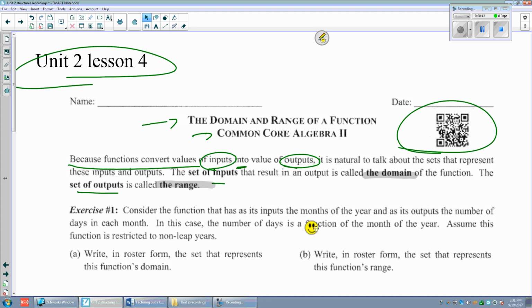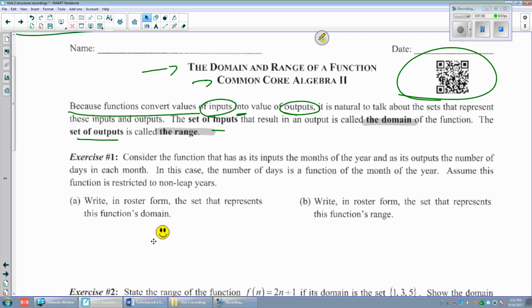Okay, so let's consider the function that has its inputs as months of the year. Wonder what the first month of the year is. January. And its outputs is the number of days in each month. In this case, the number of days is a function of the month. January has so many days. February has so many days. Assume this function is restricted to non-leap years, so February still only has 28 days.